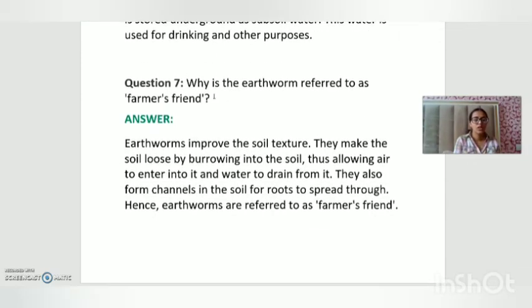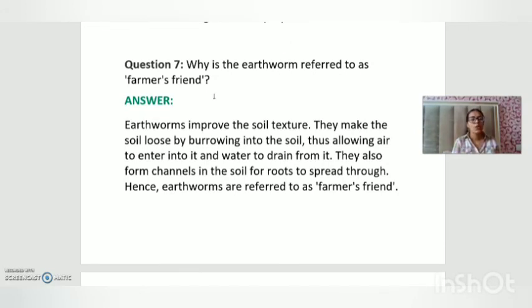So moving further, what does question number 7 say? Question number 7 is, why is the earthworm referred to as the farmer's friend? Now they are asking why the earthworm is referred to as a farmer's friend. So the reason is that earthworms improve the soil texture. Earthworms help in improving the soil texture, students.